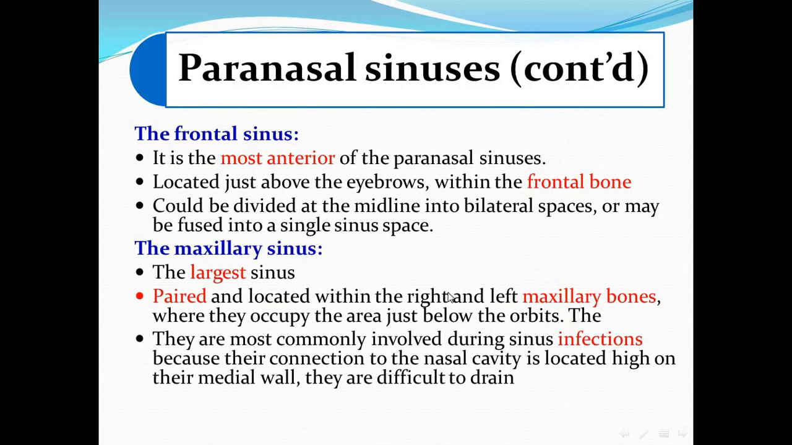The frontal sinus is the most anterior one, and it is located just above the eyebrows within the frontal bone. It can be divided at the midline into bilateral spaces in some population, but in some people it is fused into a single sinus space.